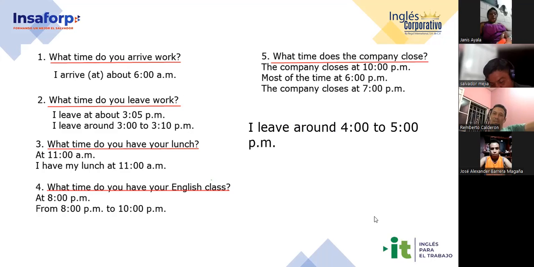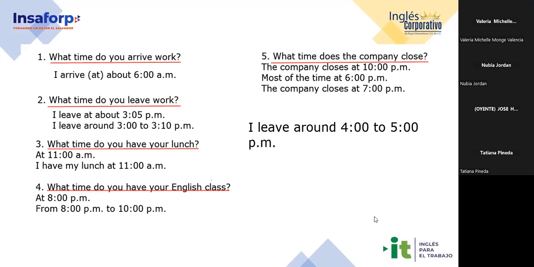Number two. What time do you leave work? Nubia. What is your information, Nubia? What time do you leave work? ¿De la dos o de la tres? Ajá, number two. I leave about 3 o'clock. Okay. Revisemos si está correcta la expresión about. ¿Qué piensan, clase? About 3. Sí, ¿verdad? About 3. Perfecto, estamos muy bien.